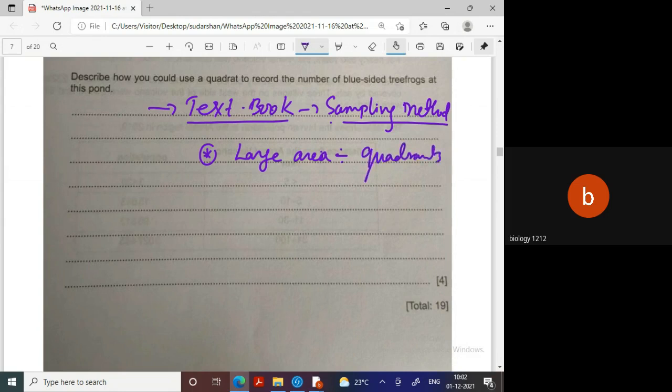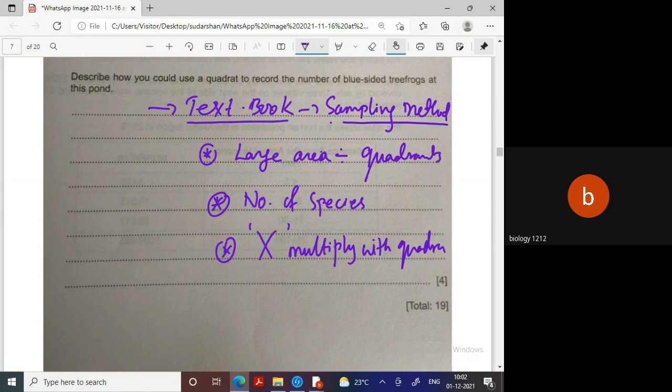Now next, you count the number of species in each quadrant. Finally, you multiply the number of species by the number of quadrants.